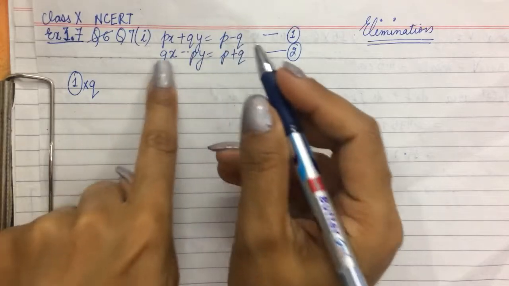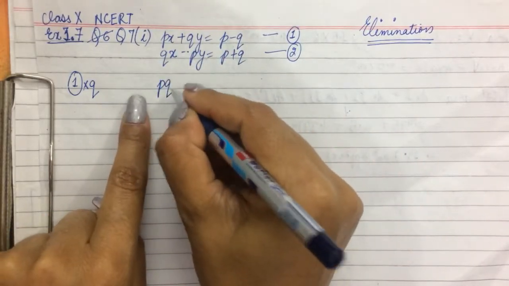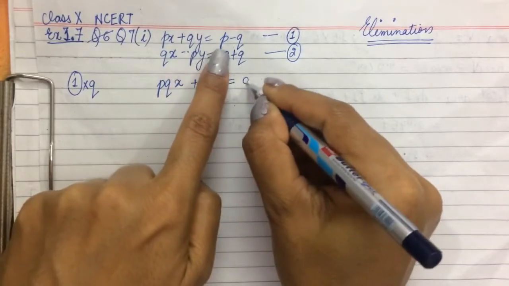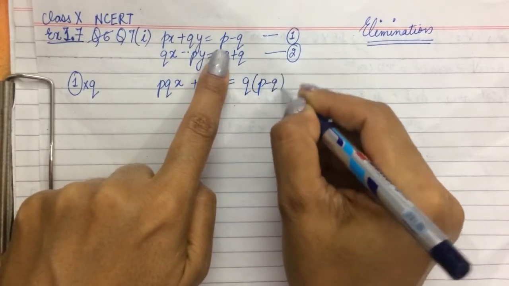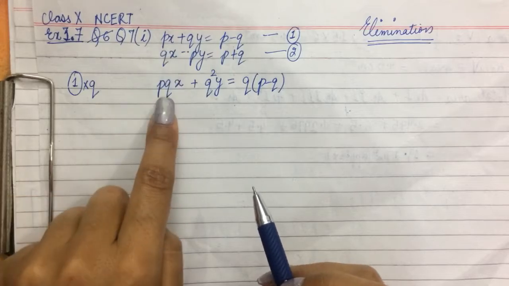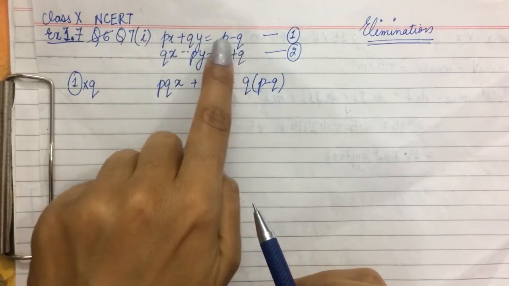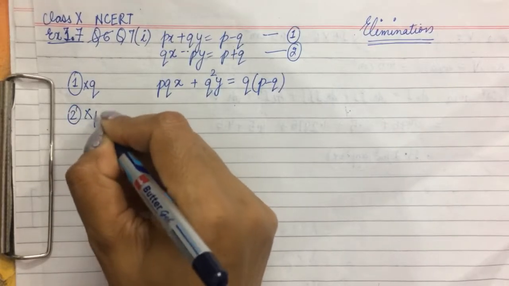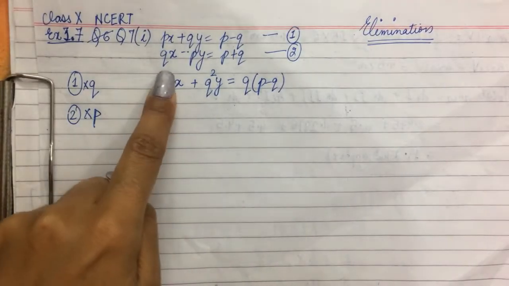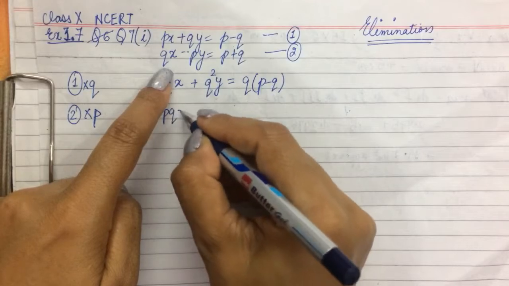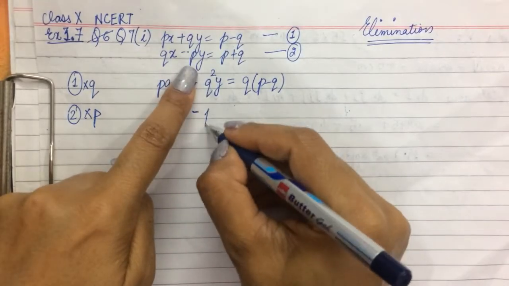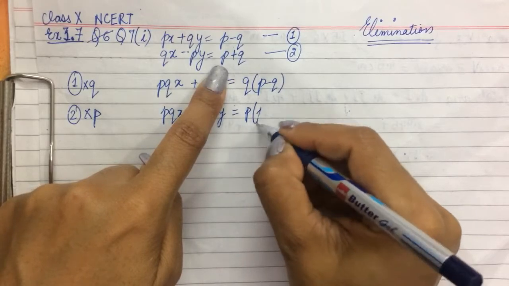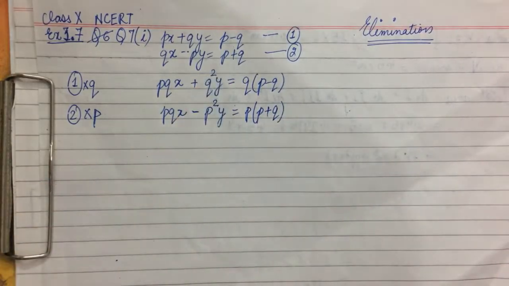So the first equation when multiplied with q becomes pqx plus q square y equals q into p minus q. So px into q, qy into q, p minus q into q. Then the second equation will be multiplied with p. So this multiplied with p becomes pqx, this multiplied with p becomes p square y, and on the right hand side p multiplied with p plus q.